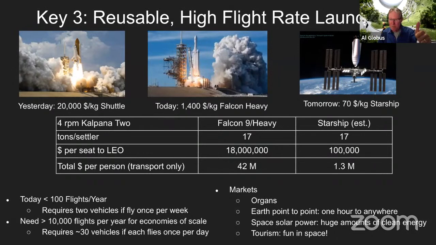Nobody died. If you want to get a heart today, somebody's got to die. Nobody has to die. Okay, and second, it's your DNA, so it should not be rejected. That's one thing. Earth point to point.